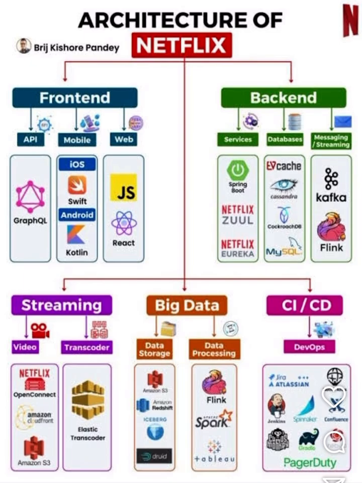Second, backend, server side. This is the engine behind Netflix. It consists of services like Spring Boot, Eureka. It handles requests like login, search, and recommendations. Second, databases like Cassandra, MySQL, CockroachDB, EVCache. It stores data, watch history, movie info, etc.